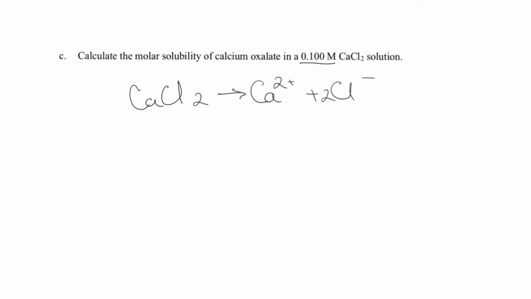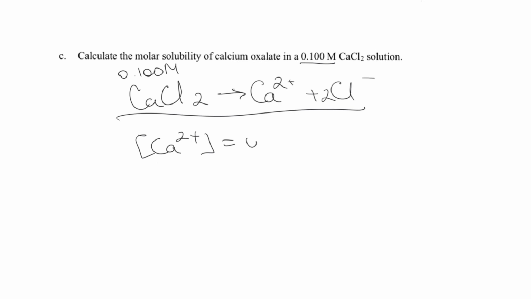Okay, so calcium chloride is a strong electrolyte, so it will dissociate completely in the water, like this. That means if the initial concentration of the calcium chloride was 0.100 molarity, the concentration of calcium 2 plus will be just equal to the same, 0.100 molarity. We actually don't need our chloride ions in this problem. Now let's write the reaction for the calcium oxalate.